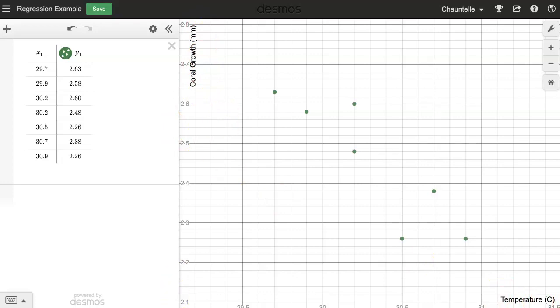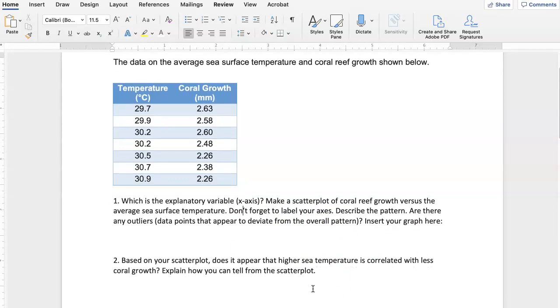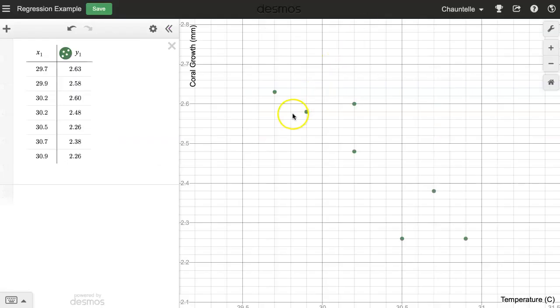Okay, so the other question here is we're supposed to make a scatter plot, and don't forget to label the axes, describe the pattern. Are there any outliers? And we're supposed to insert the graph. So I'm going to go ahead and insert the graph and get that done so I can talk about it right here in front of me.